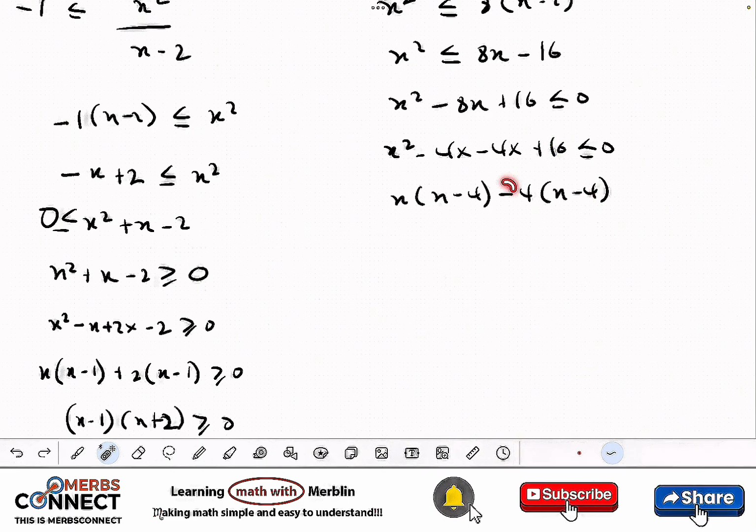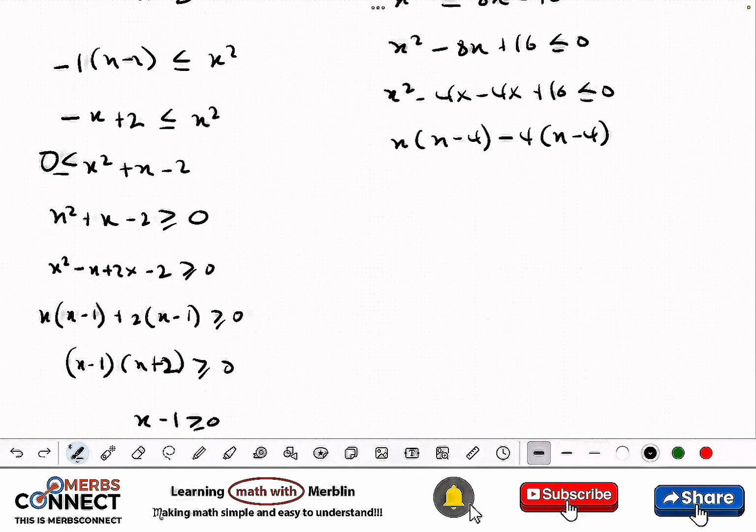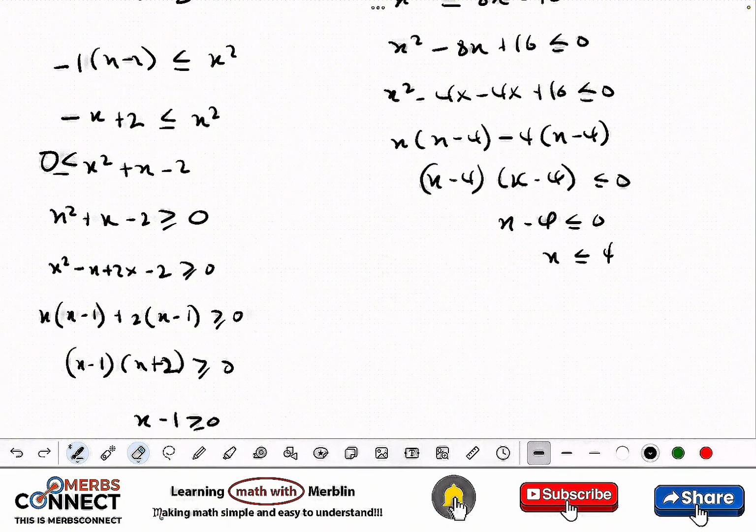But because there is a negative here, we need to make this one negative. So when I multiply, this becomes positive, right? So this is going to be x minus 4, x minus 4 less than or equal to 0. So x minus 4 is less than or equal to 0, x is less than or equal to 4. So we can see that x minus 4 is the same thing. So this one is repeated. So we don't need to pick this one to solve. So this is just 4.